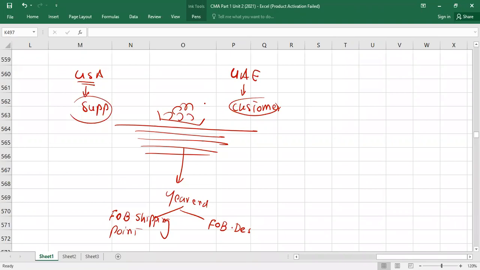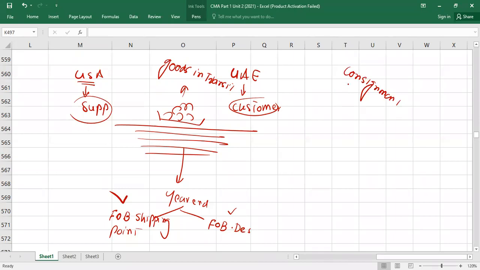These goods which are not with the supplier and not with the customer are called goods in transit. So we have to study first FOB shipping point and FOB destination, which will affect your physical count. The third terminology we need to understand is consignment. What is consignment? Let me quickly brief you and then we will move to the main topic.